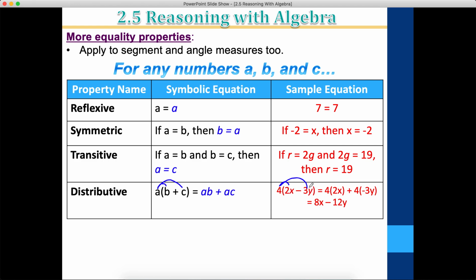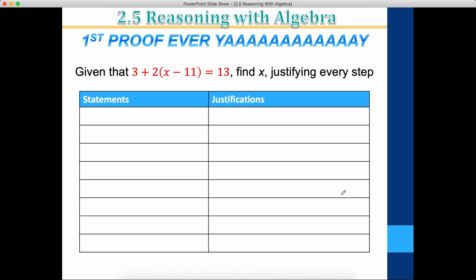So if I distribute to a binomial, by the way, a two-term thing, I'm still going to end up with two terms at the end, assuming that they couldn't have been combined in the first place. Then they won't be able to be combined at the end either. Yay, algebra. Speaking of yay, here's going to be our first proof.